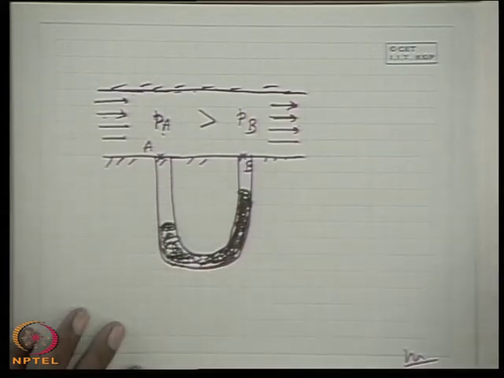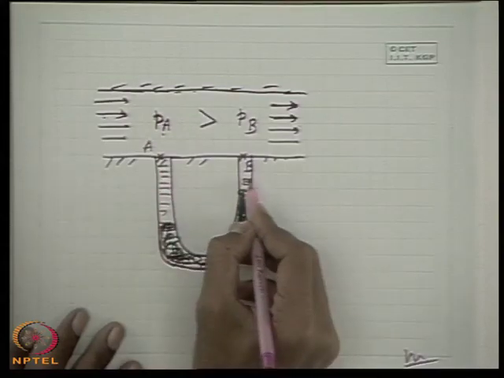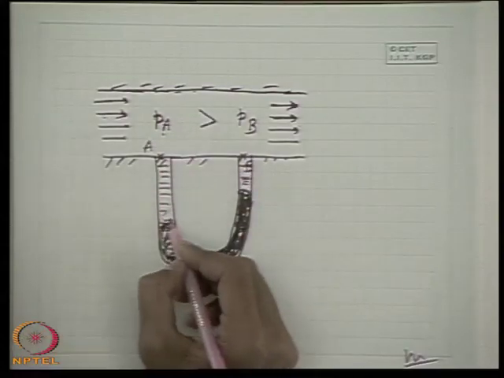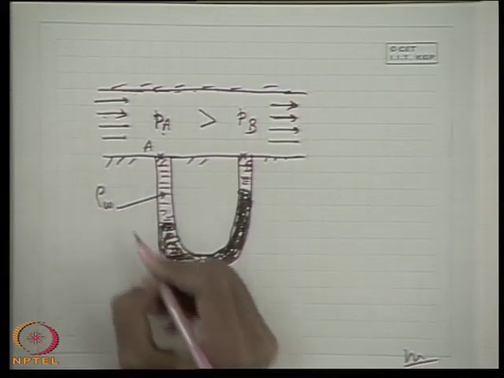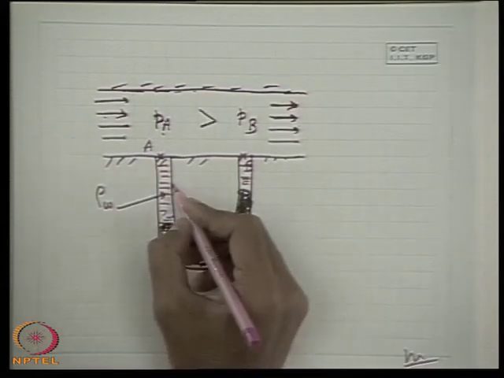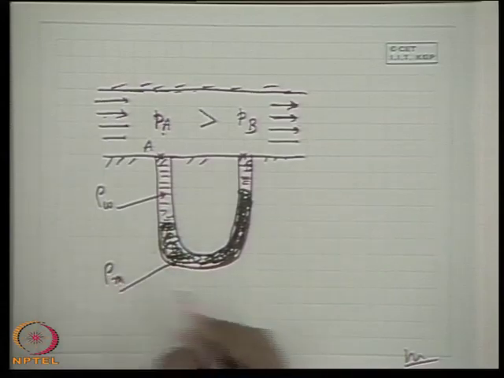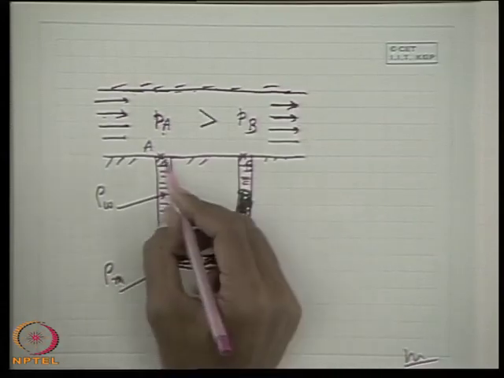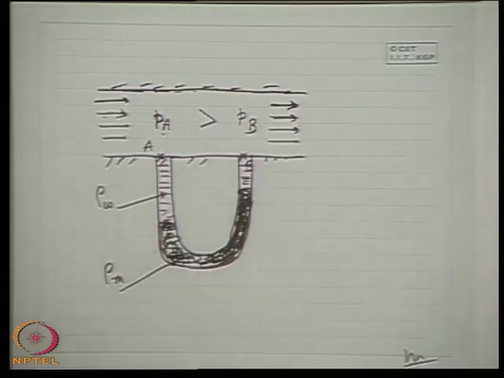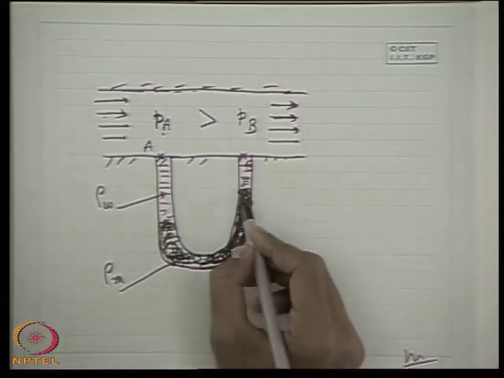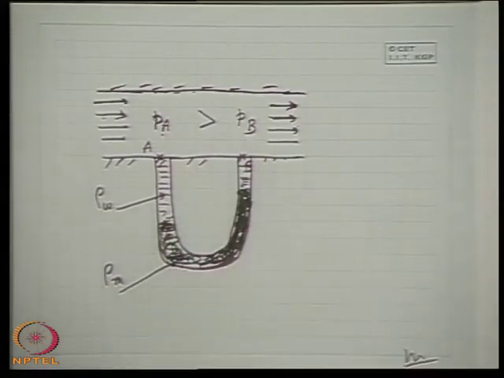And this fluid is the fluid of the system that is flowing. Sometimes we call it the working fluid, and denote its density as the density of the working fluid. This is the working fluid and this is the manometric fluid, its density is rho m. So, pressure A is higher, so the meniscus on both sides will be defined.